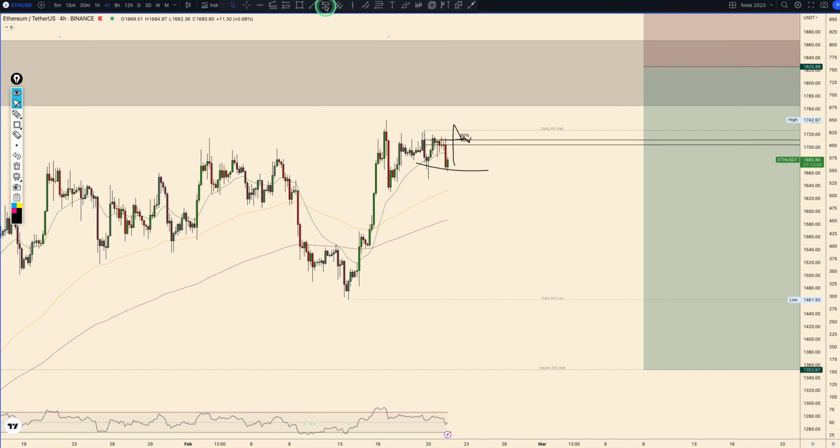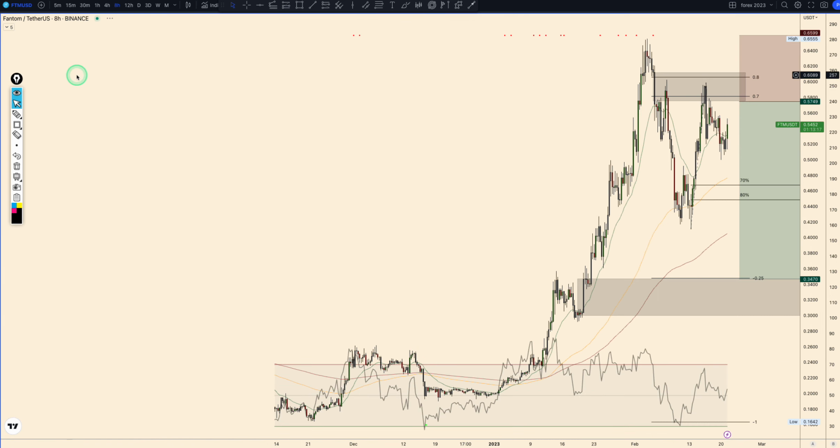And you can start taking some kind of long, right, below the previous daily low, and then take an R towards some of these levels, right? But for me, I'm not interested in chasing that. I'd rather wait and be patient for my short setup. Okay, so that's as far as Ethereum goes.